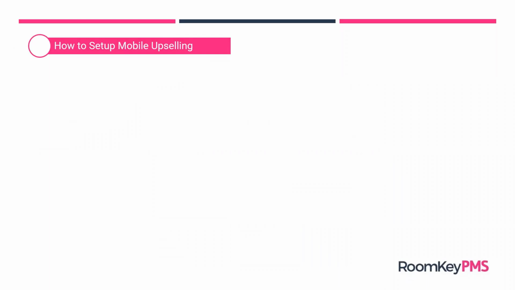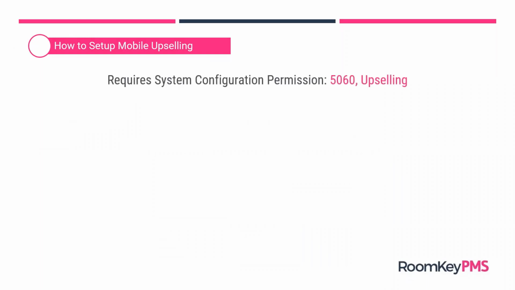First of all, anyone who currently has mobile check-in, you will have mobile upselling available to use right away. You will need to give a permission setting, so it is restricted. You'll need to give permission 5060. It is an upselling permission. Once you have that permission granted, you can then access the upselling module, which we'll see in just a moment.